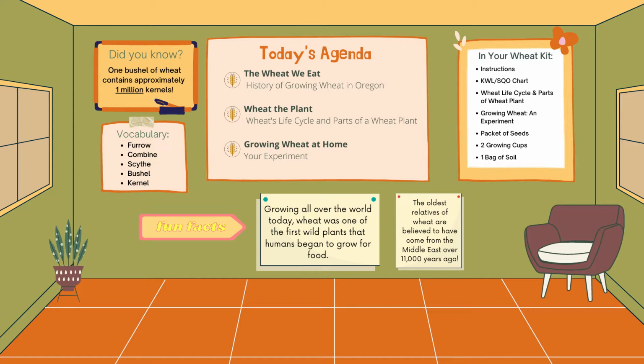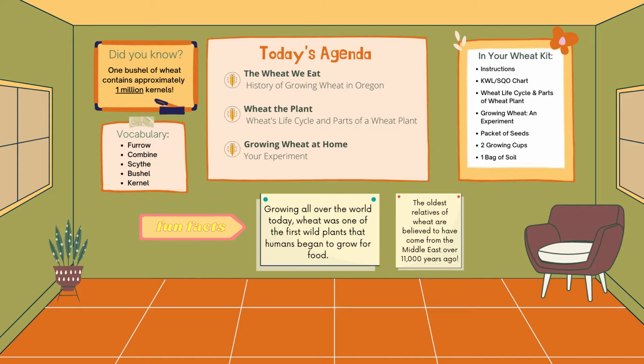There are some other things that I have posted up here in our mini classroom. I have the materials in your wheat kit on the right, so make sure that you have everything that you need. Make sure that all of the materials that are in your wheat kit line up with what's listed here. I also have some vocabulary that we will be working on during this project. That vocabulary includes the words furrow, combine, scythe, bushel, and kernel, and we'll talk about those a little bit later.